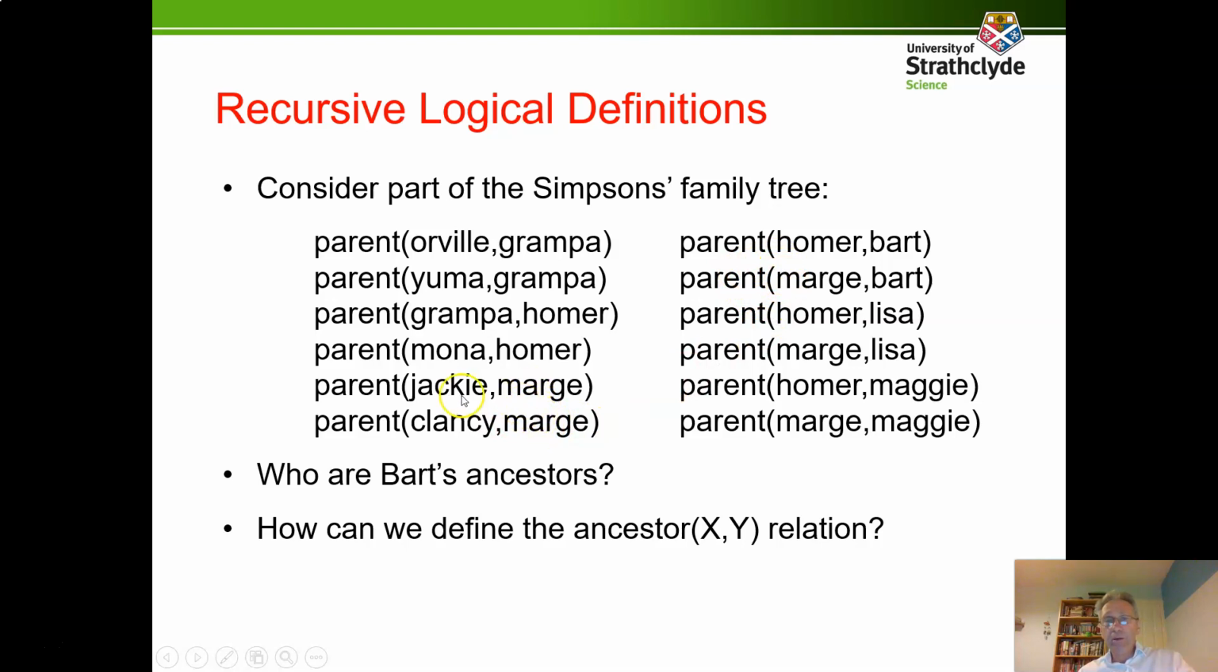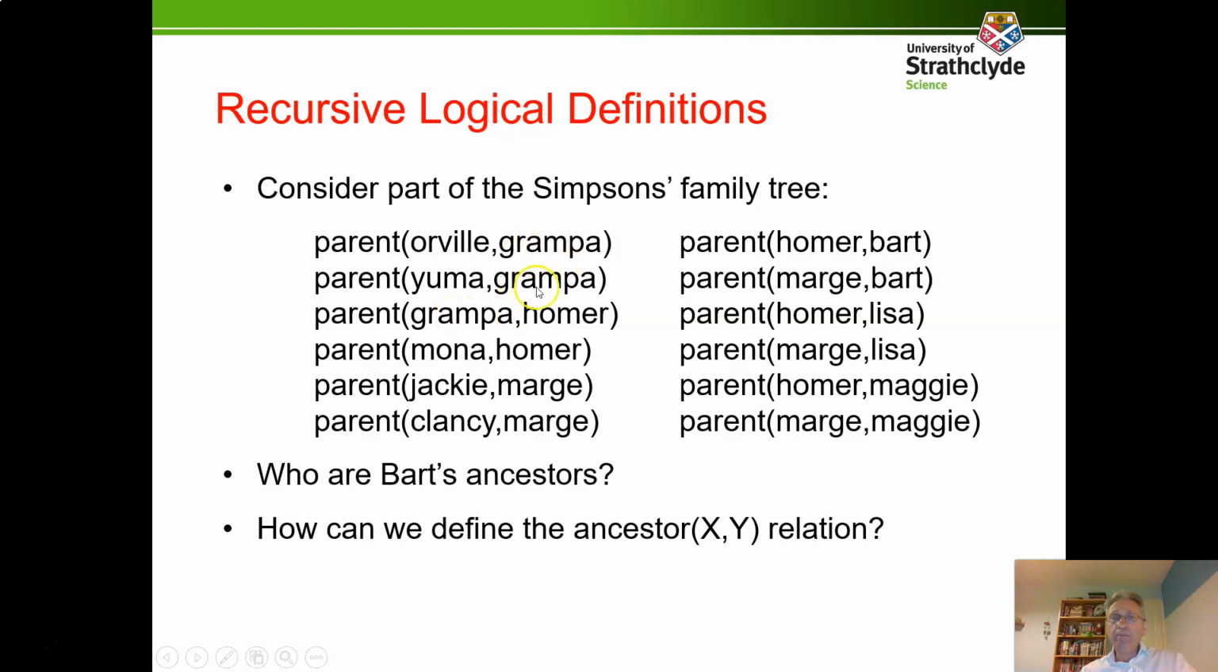Over here, we've got Marge's parents. So Jackie is the parent of Marge, and Clancy is the parent of Marge. In other words, Jackie and Clancy are Marge's mum and dad. And Homer has two parents called Mona and Abe, who I've written here as Grandpa, because that's what they always call him.